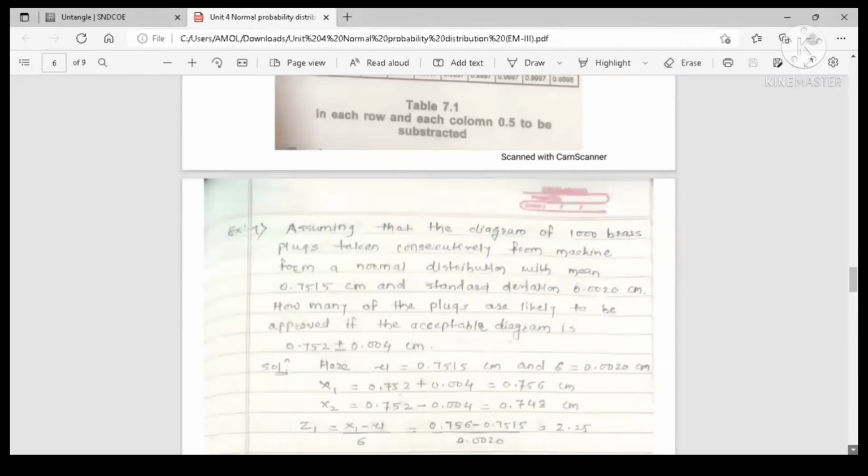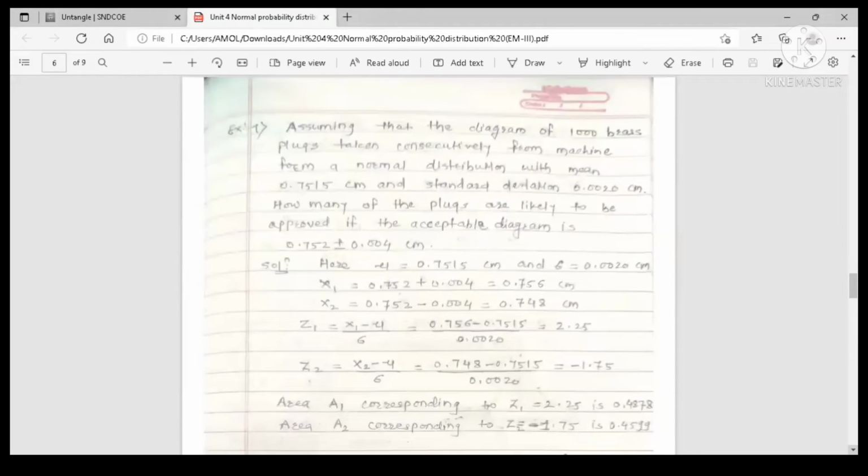Next example. We are going to solve the example. Assuming that the diameter of 1000 brass plugs taken consecutively from a machine forms a normal distribution with mean 0.7515 centimeter and standard deviation 0.0020 centimeter. How many of the plugs are likely to be approved if the acceptable diameter is 0.752 plus minus 0.004 centimeter?